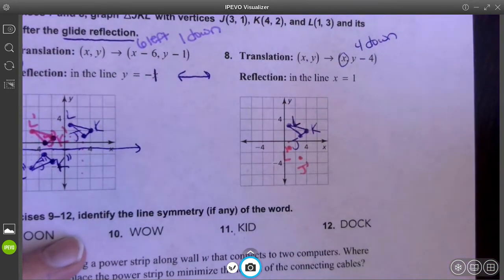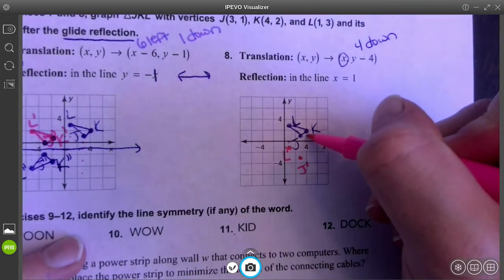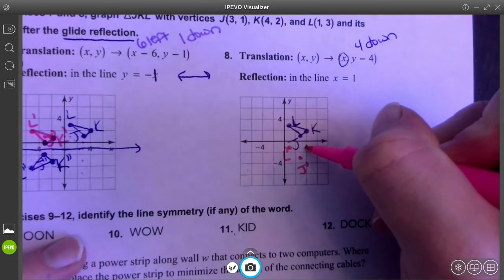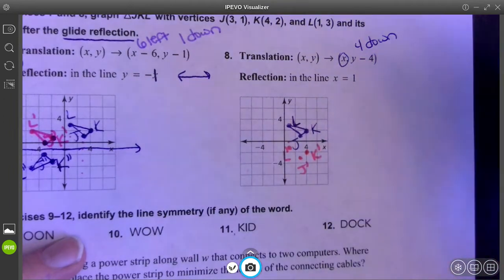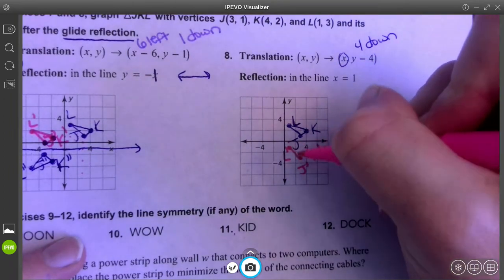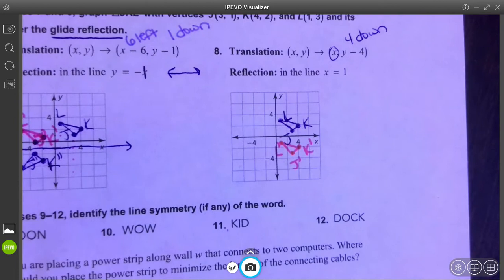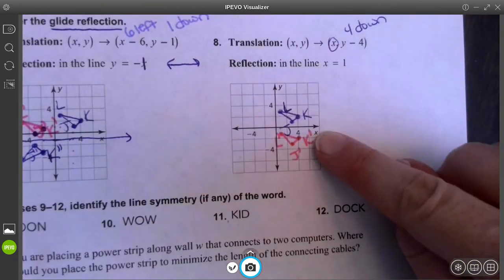And K will move 4 units down. 1, 2, 3, 4, to become K prime. So you can see it just slid 4 units down.